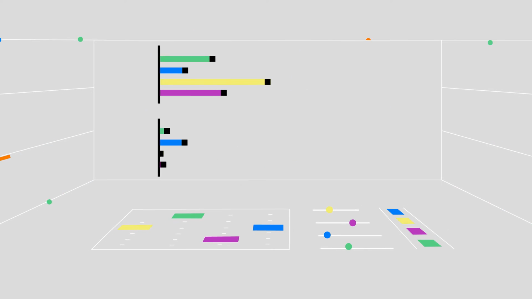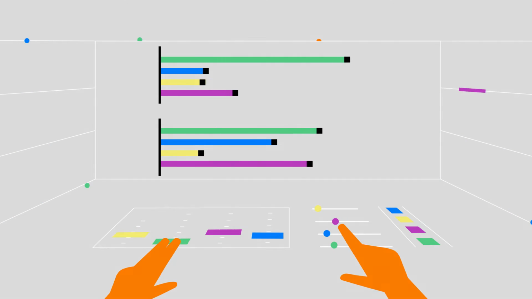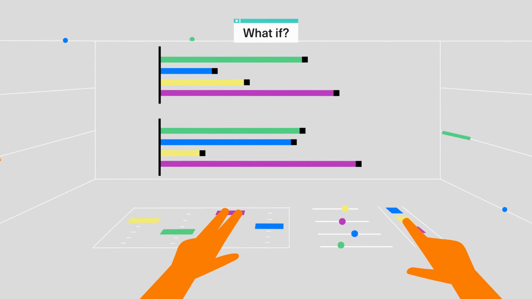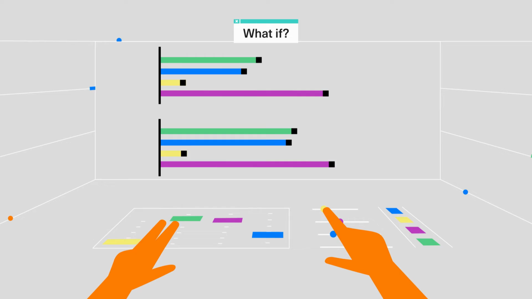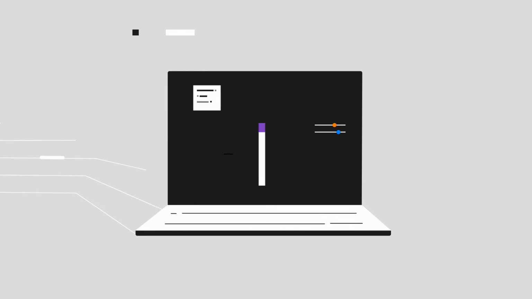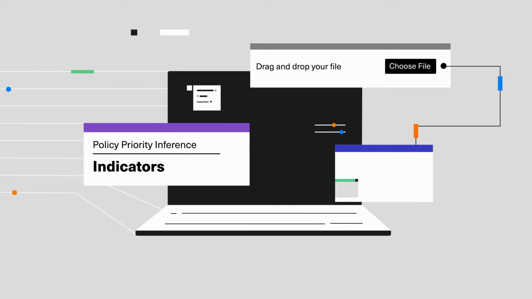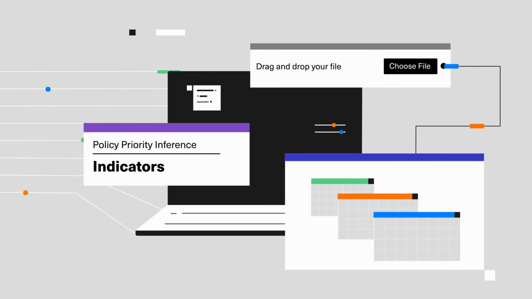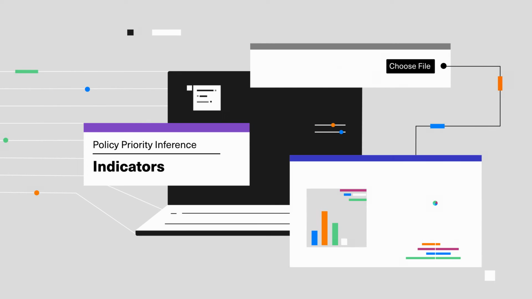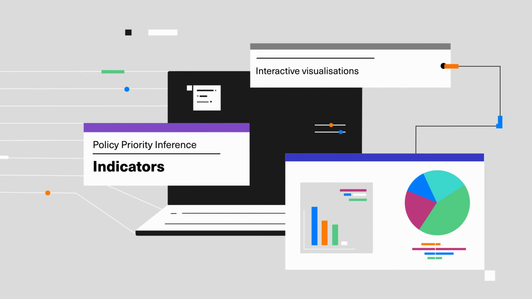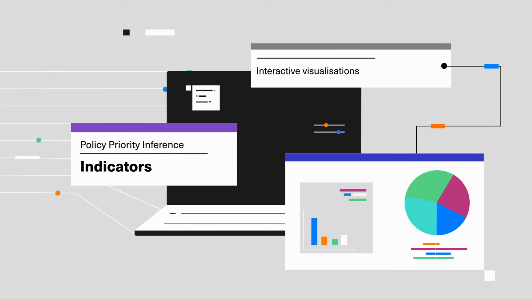From these inputs, PPI will simulate detailed counterfactuals, allowing you to ask your what-if questions about public spending. The PPI web application allows you to analyse and interpret your data through a simple, clear interface and without the need for any coding. And it provides interactive visualisations of the outputs for rapid understanding and comparison.